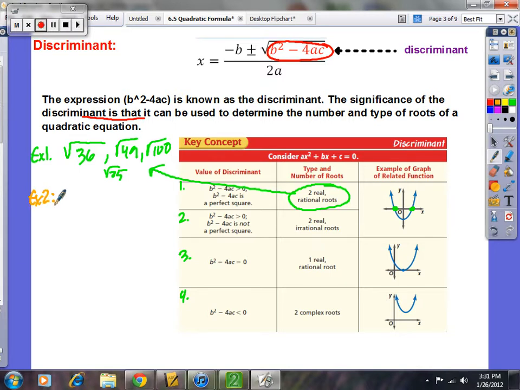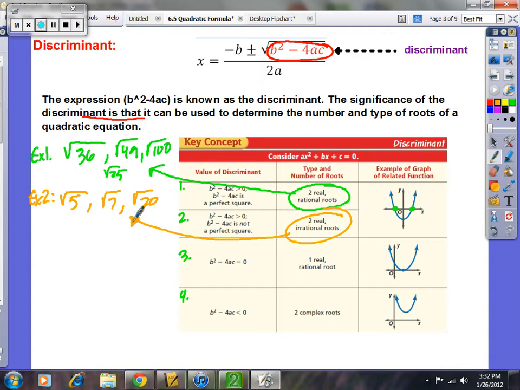Okay, your discriminant is still positive, but what if it's not a perfect square? What if it's the square root of 5 or the square root of 7 or the square root of 20? There's a whole bunch of square roots. Most of them are not perfect. So what happens if it is the square root of 5 or 7 or 20? Okay, you're still going to have 2 answers, but what are your answers going to look like?